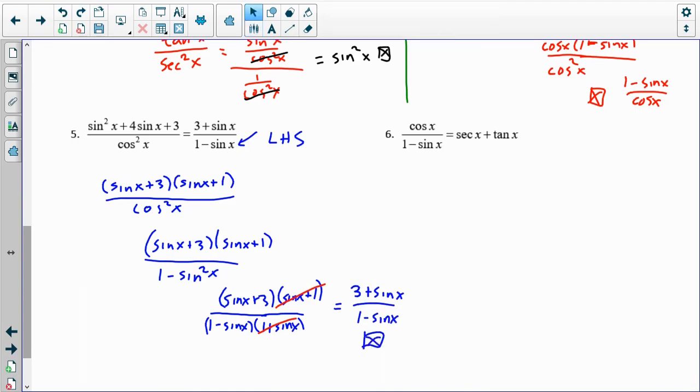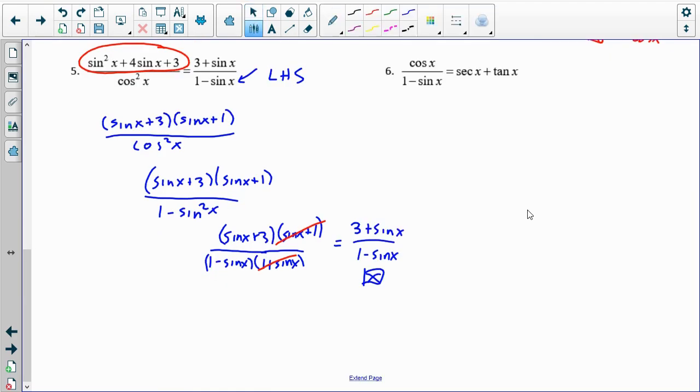And now I'm done. So in this problem, it was nice because you see that you actually have to use factoring with quadratics. That's something that might actually happen. The last problem, I'm going to work with the left-hand side.